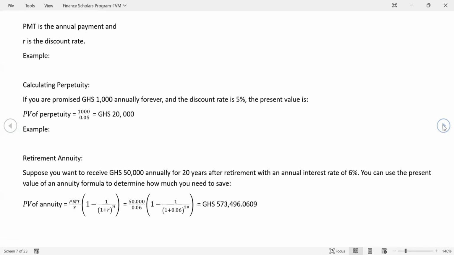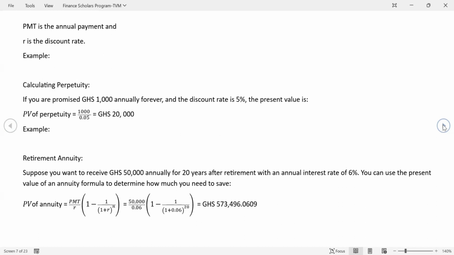It's just the annuity, the annual payment, divided by 5% to get 20,000. So, retirement annuity: suppose you want to receive 20,000 annually for 20 years after retirement, and you are making an annual interest rate of 6%. I use the present value of the annuity formula to determine how much you need to save.